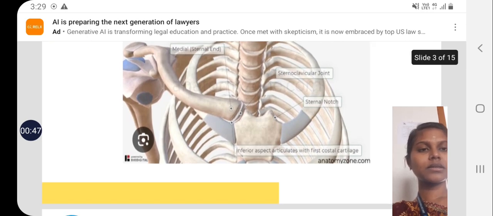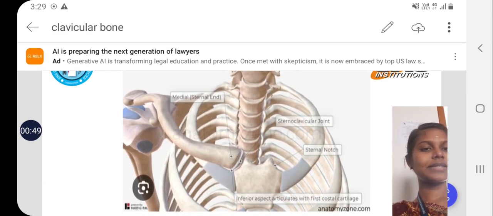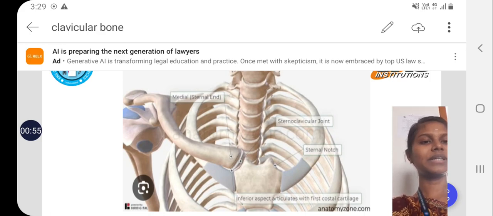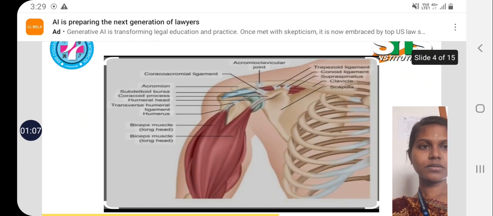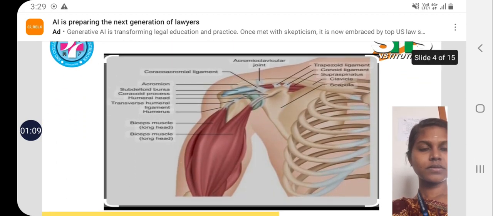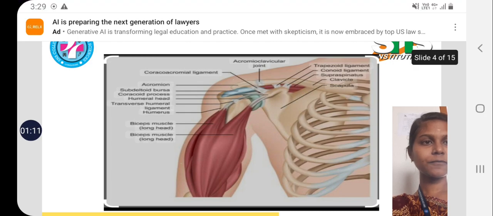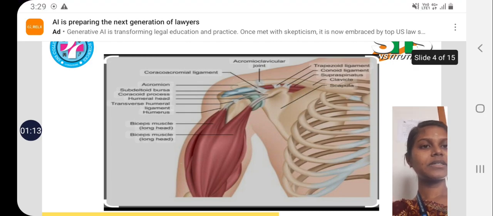So, the first bone is generally named the clavicle or collarbone. It is medially connected to the sternum, forming the sternoclavicular joint, and the lateral end is connected to the acromial process, which is termed the acromioclavicular joint. This picture shows the acromioclavicular and sternoclavicular joints.